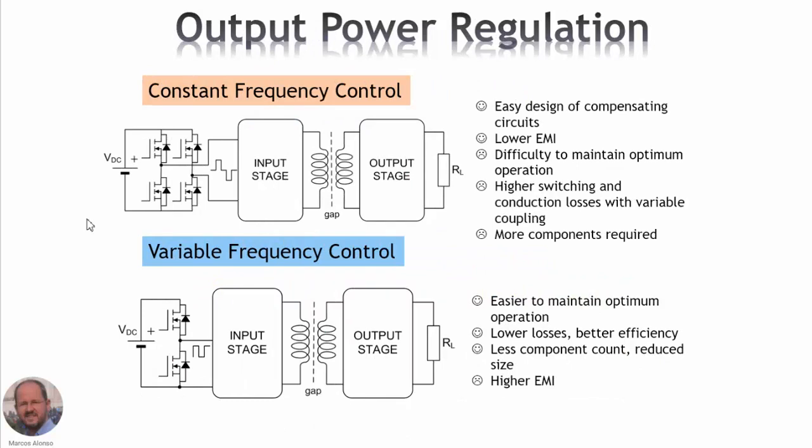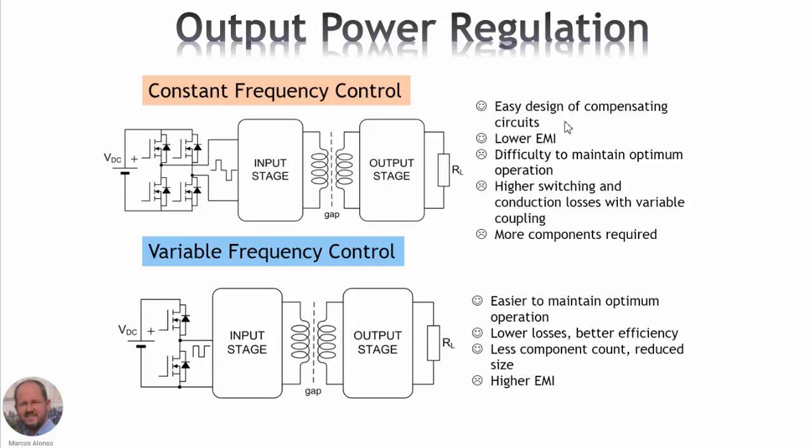Now talking about output power regulation, we have two basic methods to implement the regulation of the power. We have constant frequency control and variable frequency control. In the constant frequency control, we usually employ some kind of method to control the output power. For example, here, using a full bridge inverter with phase shift control, it is possible to generate an output waveform that can be controlled in amplitude, and therefore we can control the power that we are sending into the output.